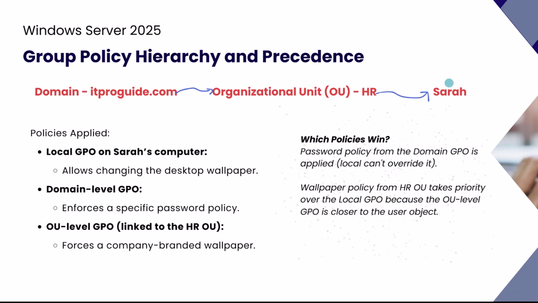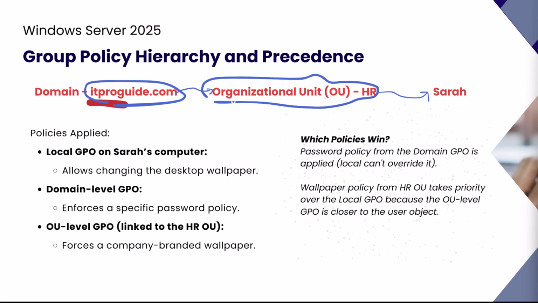To understand the group policy hierarchy and precedence better, let's imagine a company called IT Pro Guide with the following structure. The company has a domain, itproguide.com. Inside the domain, there is an OU called HR. Inside the HR OU, there is a user named Sarah. You want to apply different policies at different levels. On the local GPO, that is the local computer, the workstation of Sarah, the group policy is set to allow changing the desktop wallpaper. So you can change your desktop wallpaper at any time.